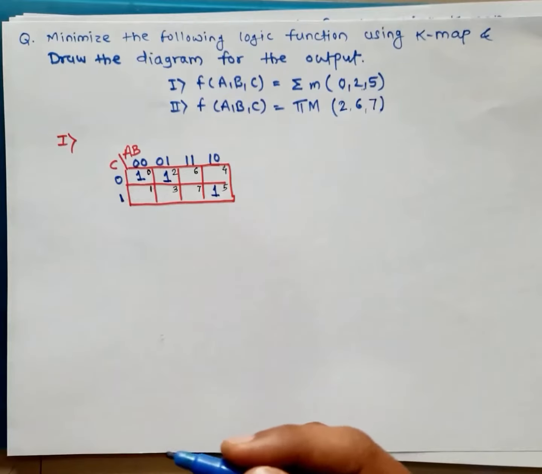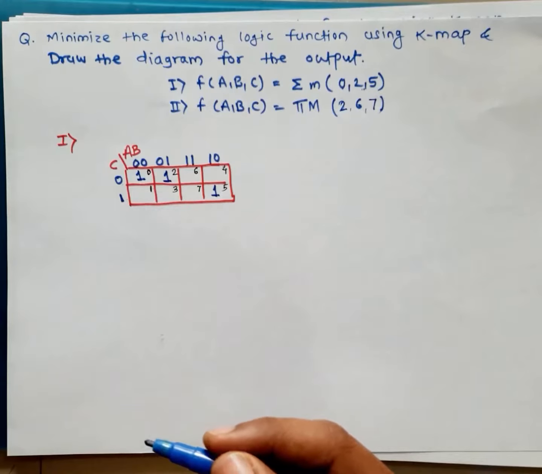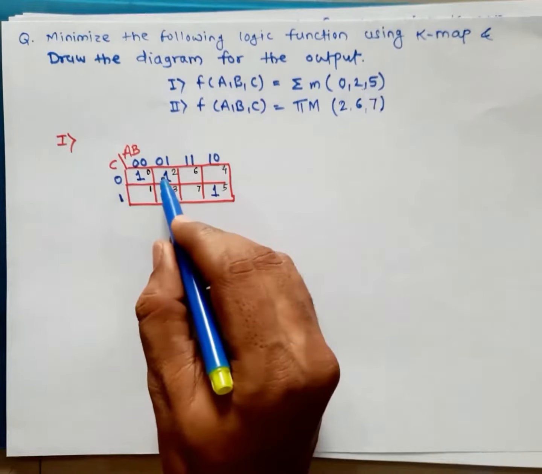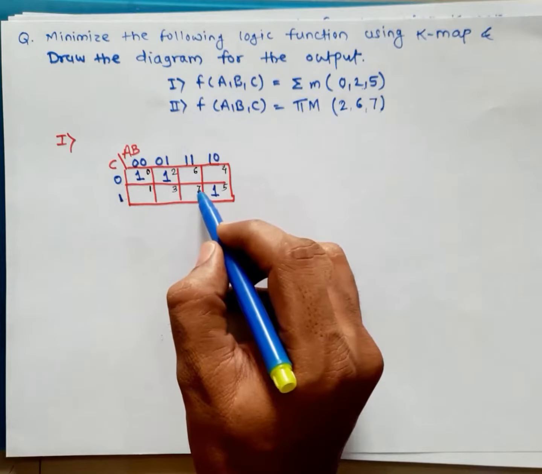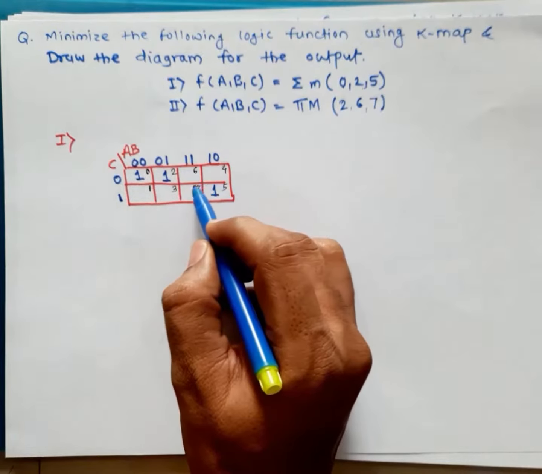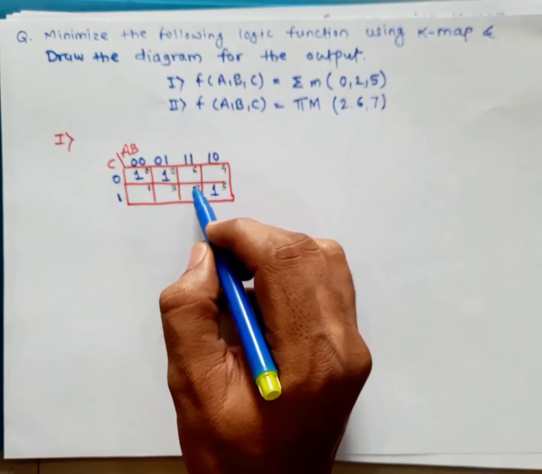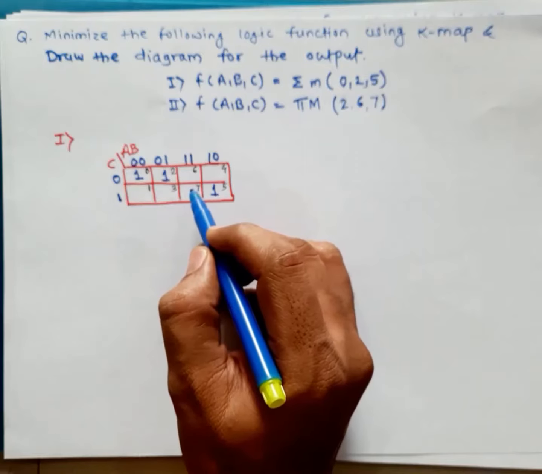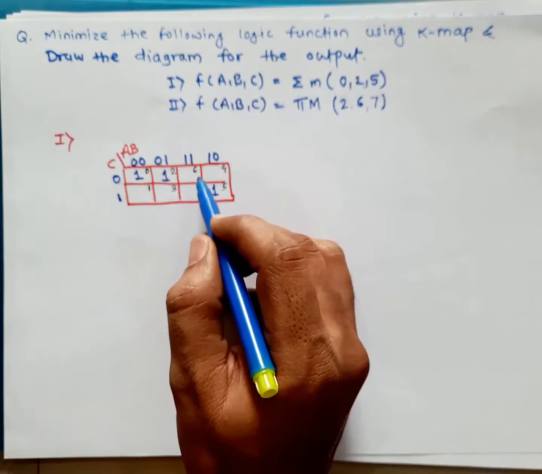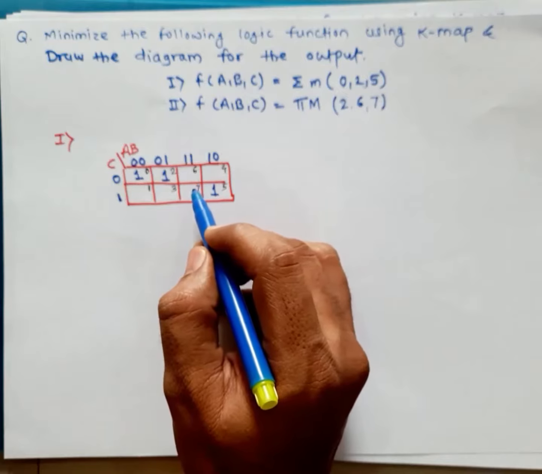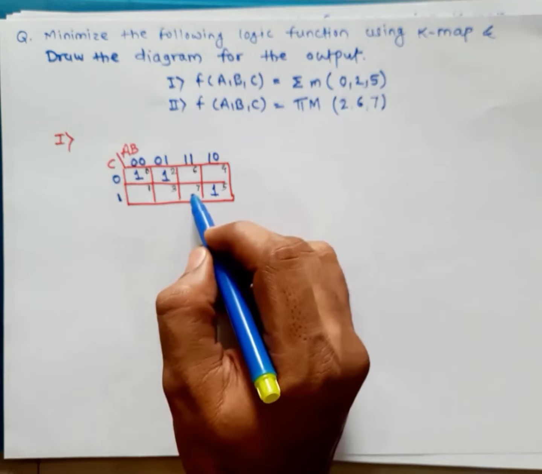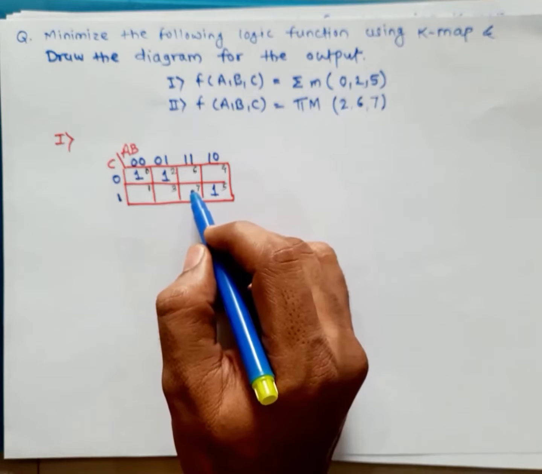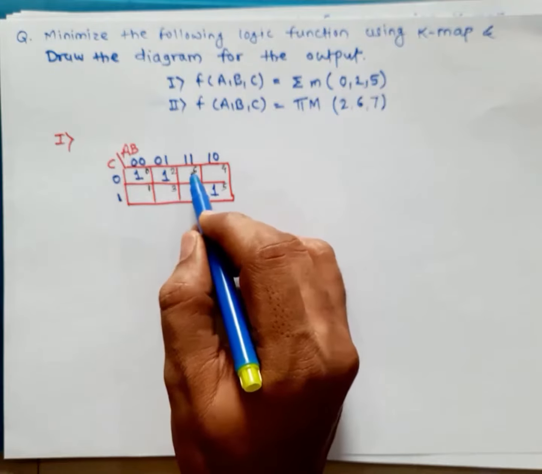Next thing is, you have to make groups. Now always think, while making a group, you can make a group of only adjacent cells. You cannot make a group of diagonal cells. So in a three variable K-map, every cell has 3 adjacent cells. In a 4 variable K-map, every single cell has 4 different adjacent cells. Now if I consider the example of cell number 7, its adjacent cells are 3, 6 and 5.